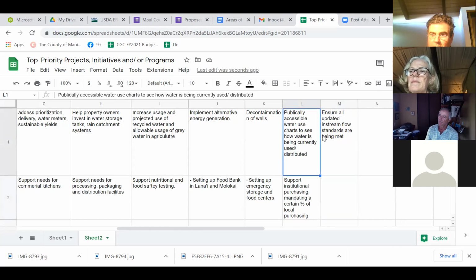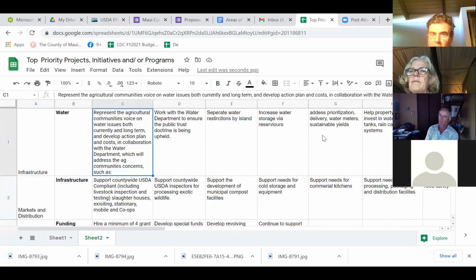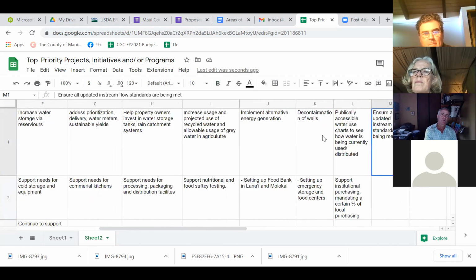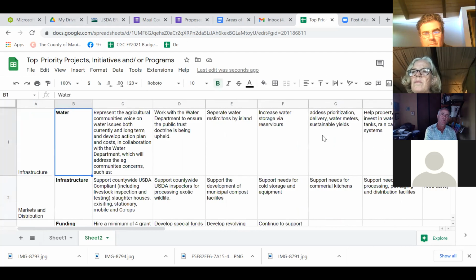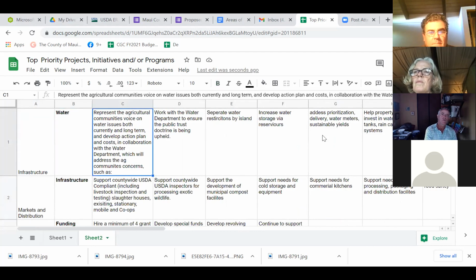The beginning of this was what we agreed: the Department of Ag wouldn't have the ability to really take over anything with water. They can just represent the community's voice and collaborate with them. So these are all things that we would like them to collaborate with, and this is the order, basically. But technically this is just one action: collaborate, and develop action plans and costs in collaboration with them to address these things. Okay, gotcha.